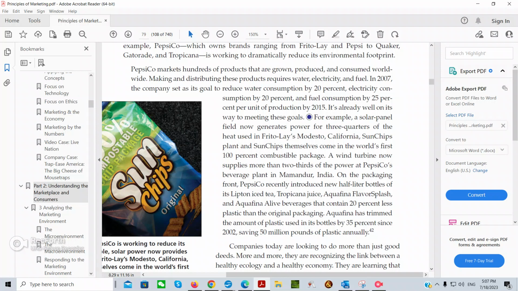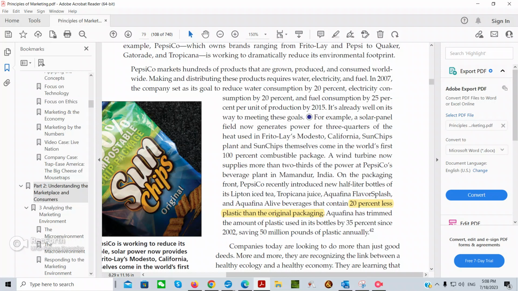On the packaging front, PepsiCo recently introduced half-liter bottles of its Lipton iced tea, Tropicana juice, Aquafina FlavorSplash, and Aquafina Alive beverages that contain 20% less plastic than the original packaging. This tells you how you conduct part of the marketing, the end set of the marketing.